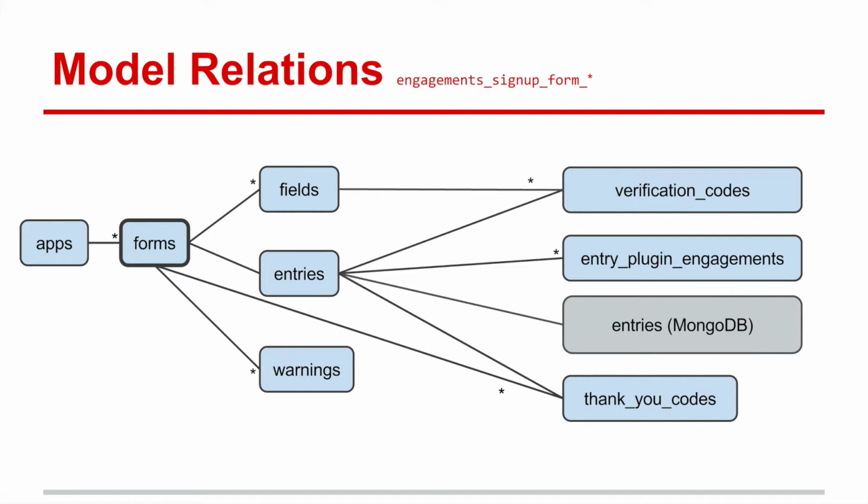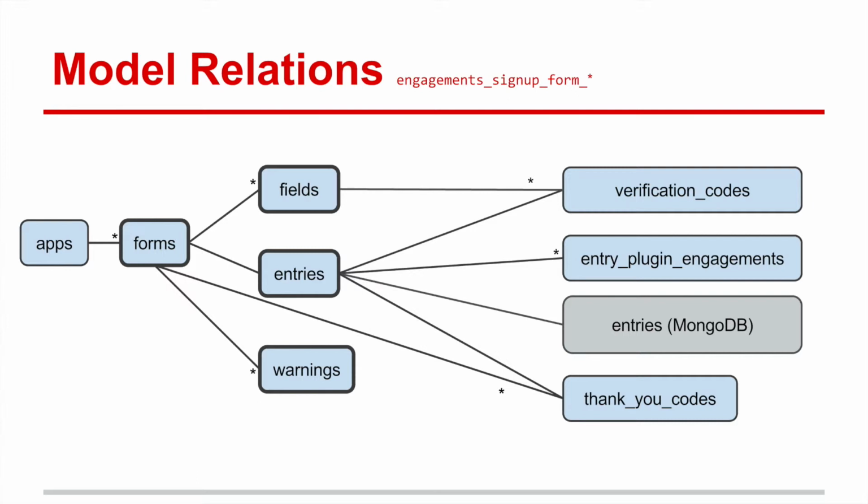Now, each form has multiple fields, and the fields are just things like first name, last name, address, email, etc. It also has entries, which are what users submit. So every time a form gets submitted, we create a new entry. And it has warnings. Warnings are effectively validation messages.